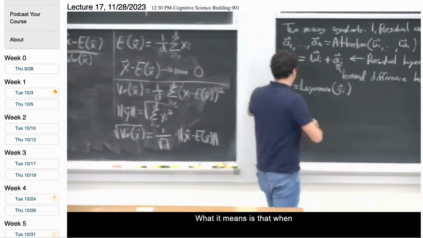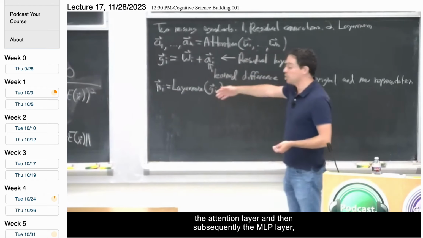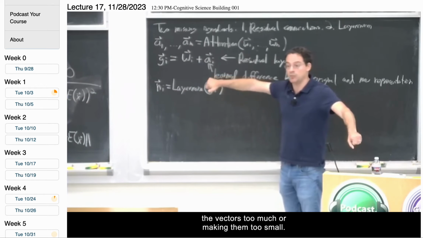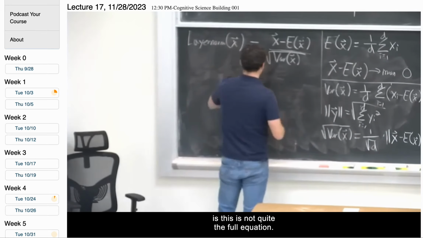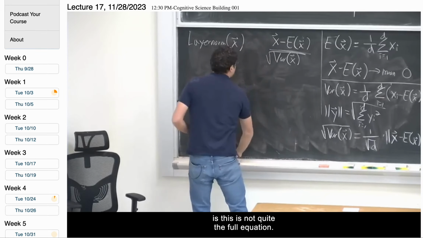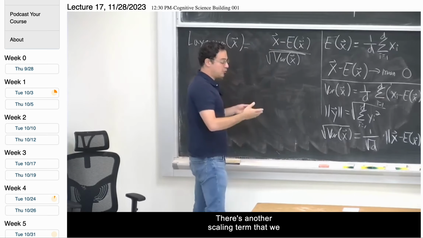So what it means is that when you're passing through all these layers, the attention layer and then subsequently the MLP layer, you're not stretching out the vectors too much or making them too small. Now, there's a slight twist here, which is that this is not quite the full equation. There's another scaling term that we have.